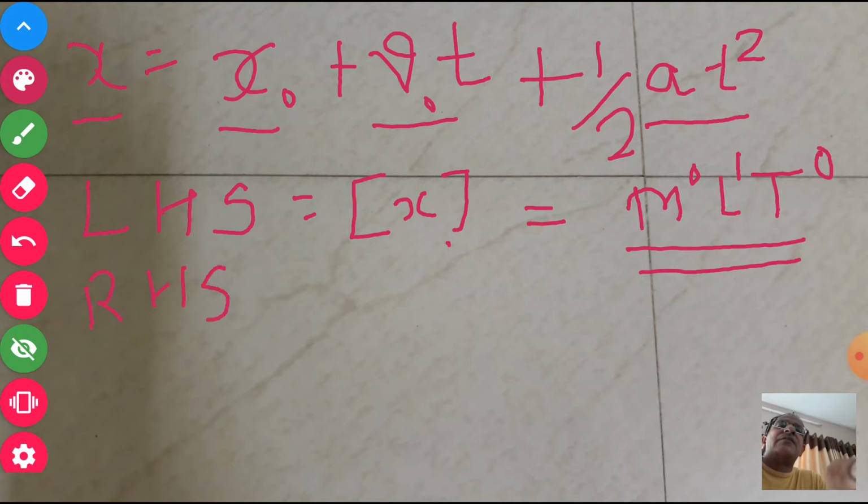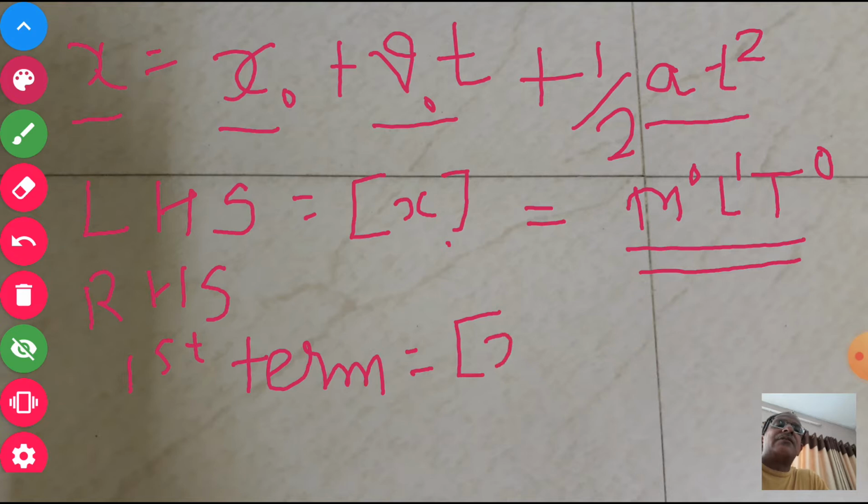The first term of RHS is x0, the initial position, which is measured in meter, so its dimension will be L1. Simple as that. So this much you must understand.